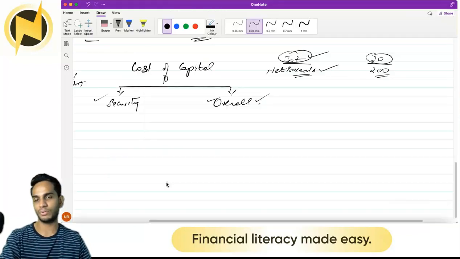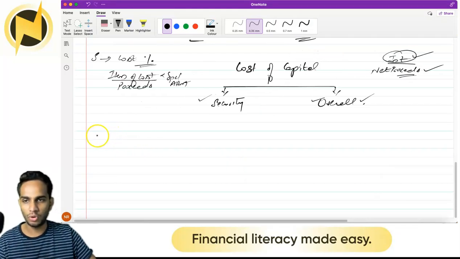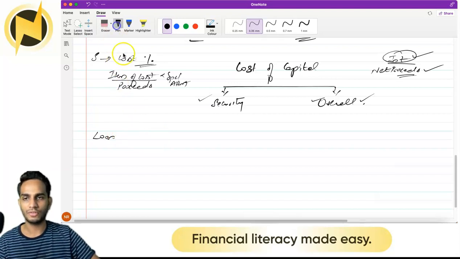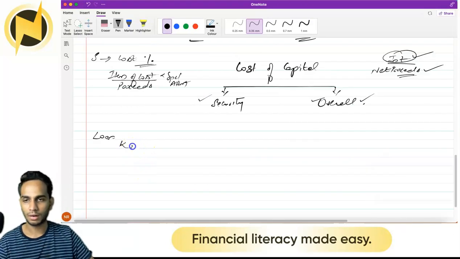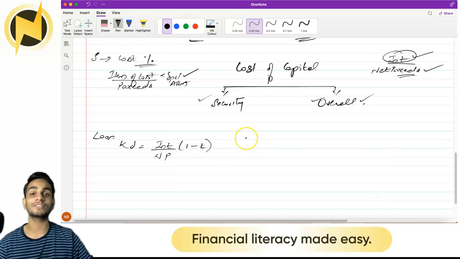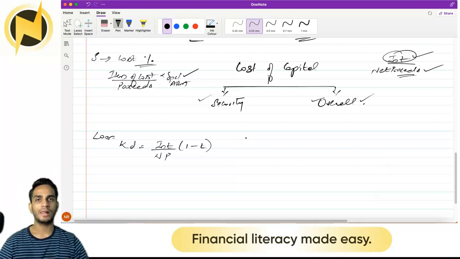Now let me write this down so that I can explain it better. For a loan, the cost of capital, we are going to call it KD. Numerator being interest, denominator being net proceeds, whatever we are getting from that loan. And that special attachment. The special attachment for debt instruments is always 1 minus T, wherein T stands for the company's tax rate.